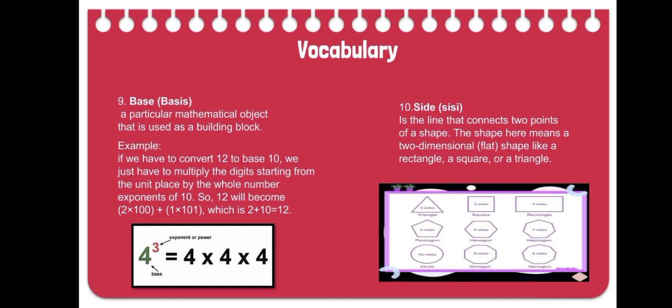Next, side, or we call it sisi in Indonesian language. So what is side? A side is the line that connects 2 points of a shape. The shape here means the two-dimensional or flat shape like a rectangle, a square, or a triangle. In the picture, it shows a lot of types of shapes. There's a triangle and square, the pentagon, or the others.